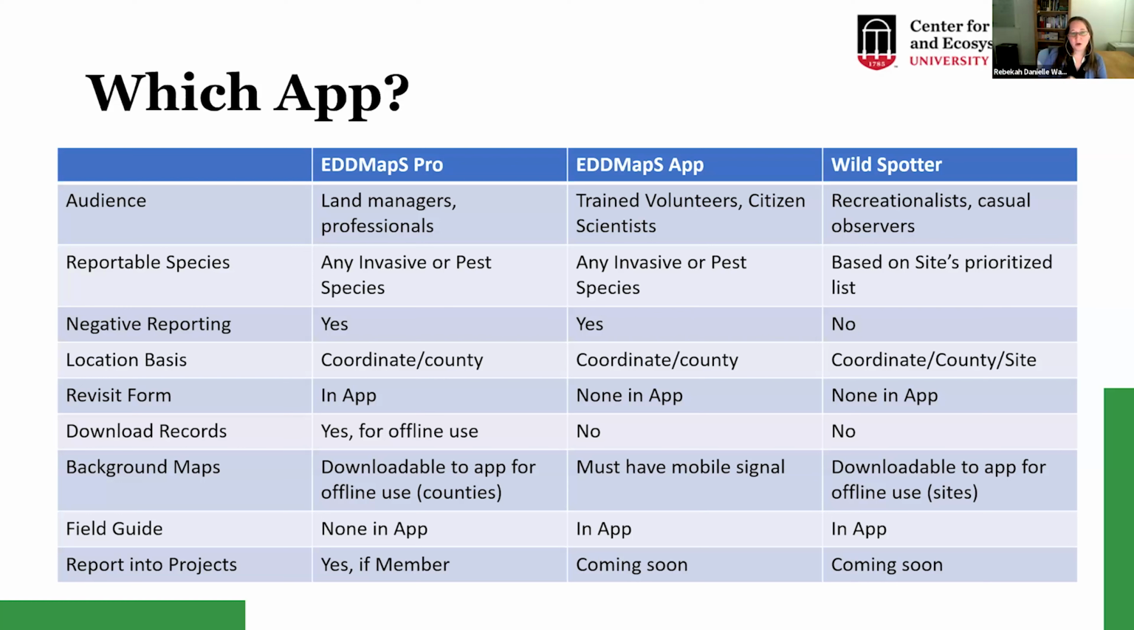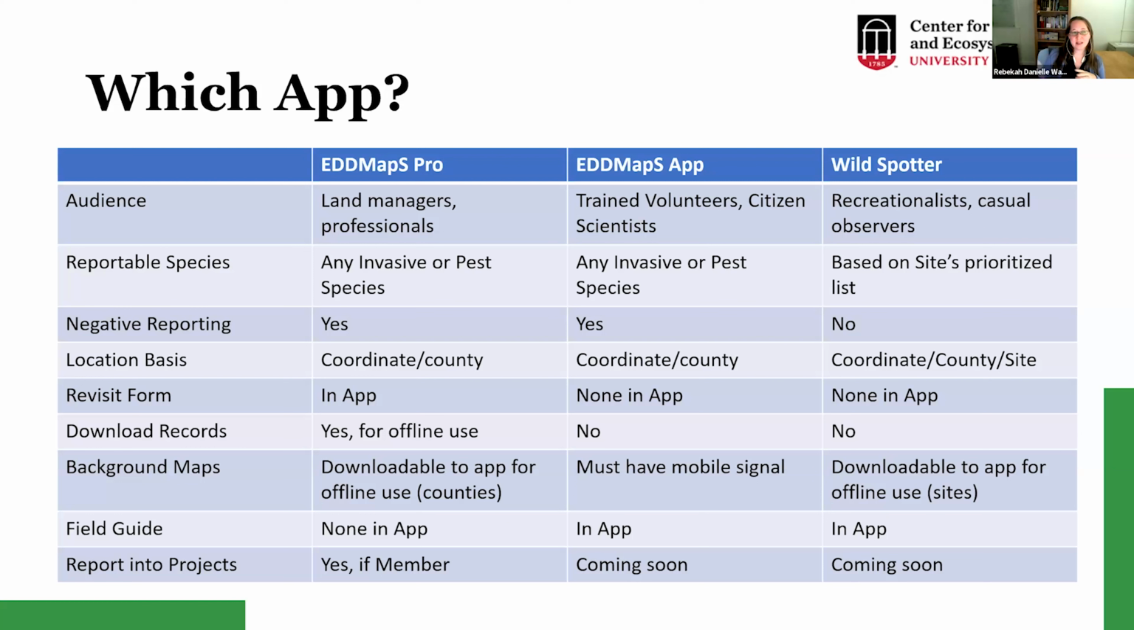The EDDMapS Pro and EDDMapS apps are county and coordinate based. So you can say, I saw this thing at this location. They both have the option for private or hide my exact location, so that you can obscure the coordinates to the county level if it's a particularly sensitive area or something else is going on. Wild Spotter has that as well, but because you are selecting the location you're in, that park, that forest, whatever, that's an additional component that provides a location basis.